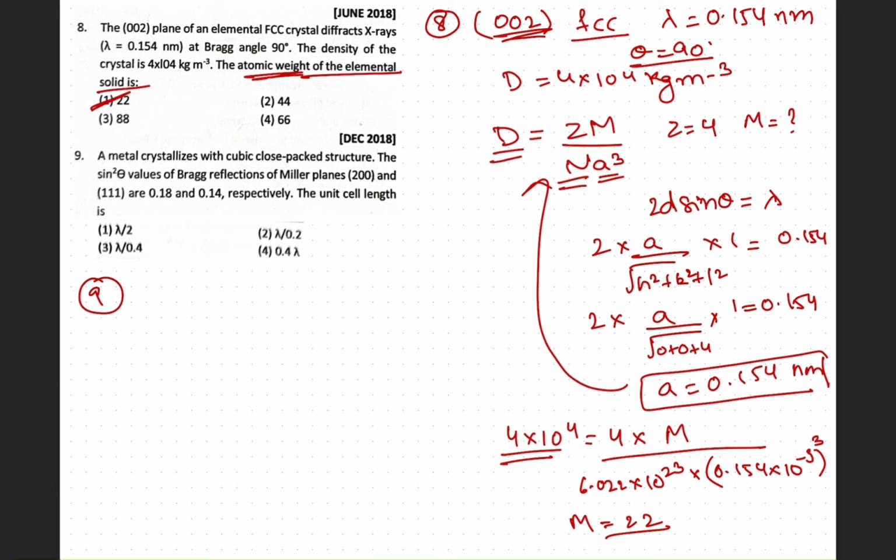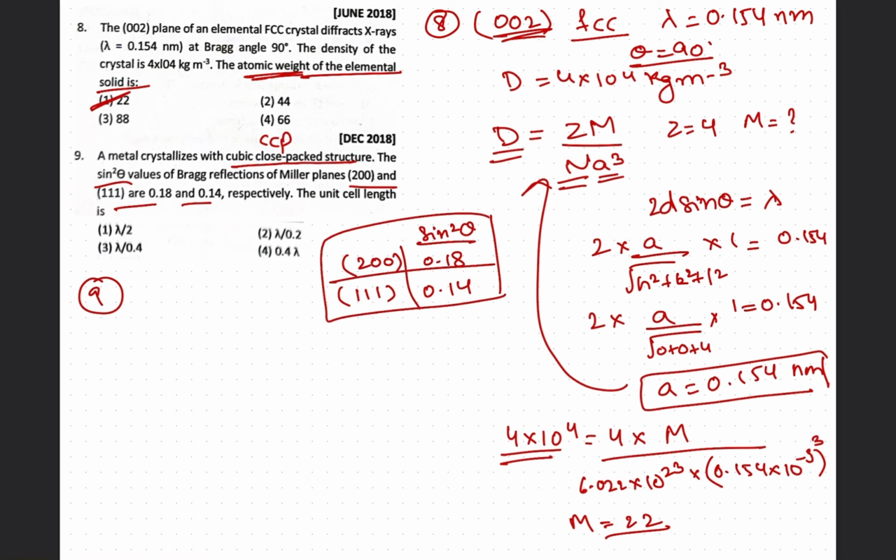Ninth question: a metal crystallized with cubic close packed structure CCP, the sine square theta value of the planes is given, this and this and this. Your unit cell length is how much? Okay, we know that for this plane sine square theta is this one, for 111 its value is this one, right? Now they are asking to find the unit cell length, that is A. Okay, simple.